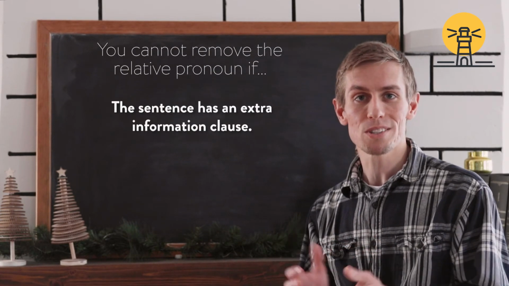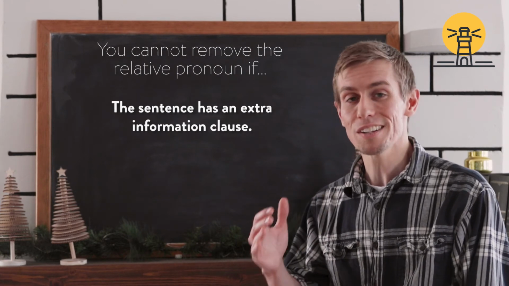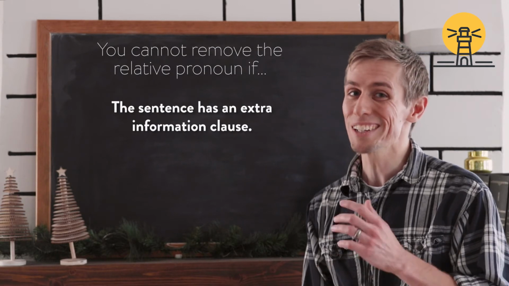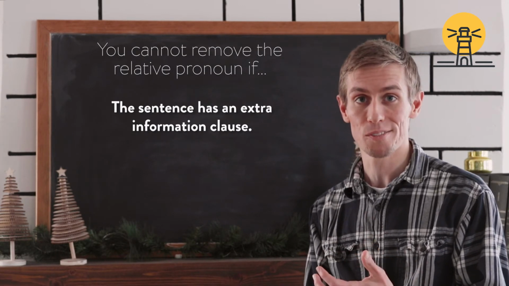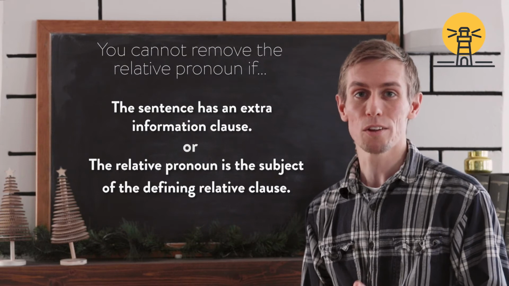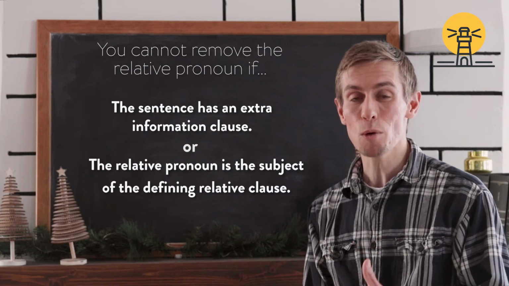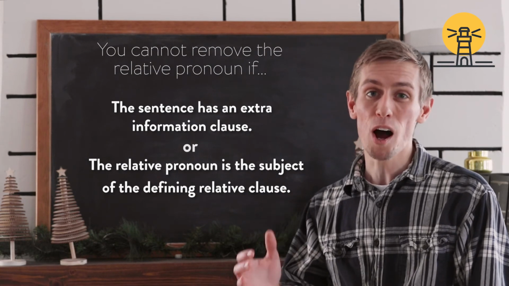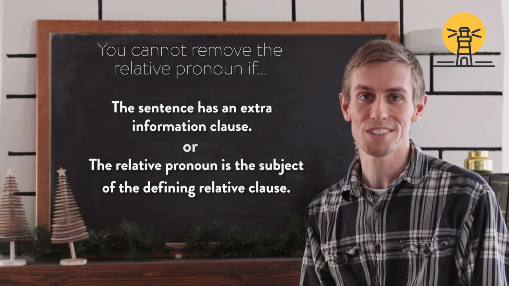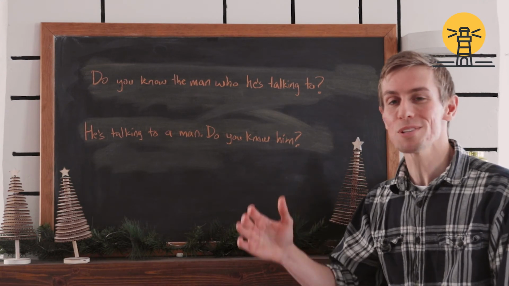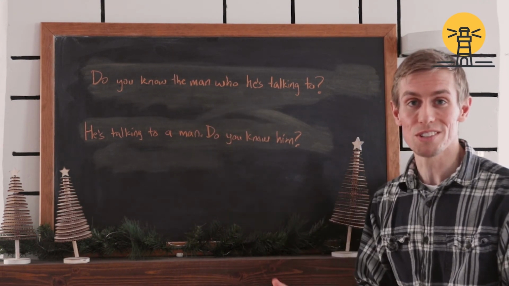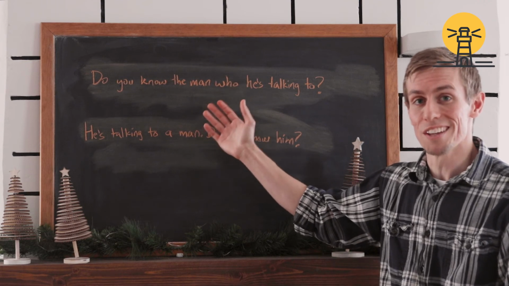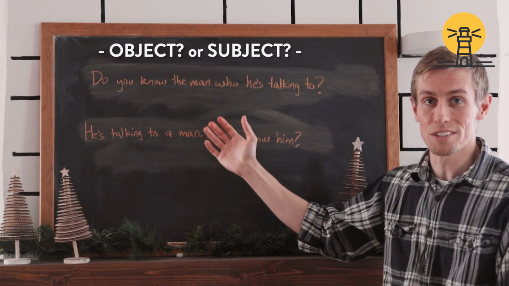If you're talking about a sentence that has a non-defining or extra information relative clause, you can't take out the relative pronoun. And you also can't take out the relative pronoun if it's the subject of the relative clause. You can only take it out if it's the object of the relative clause. Sometimes it's helpful to break up the sentence into two smaller sentences to figure out if the relative pronoun is functioning as the object or the subject of the sentence.